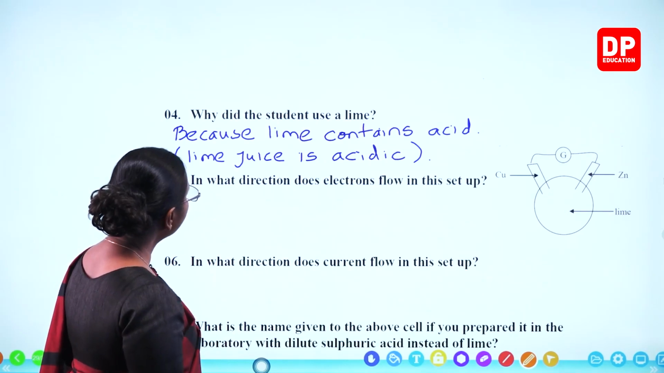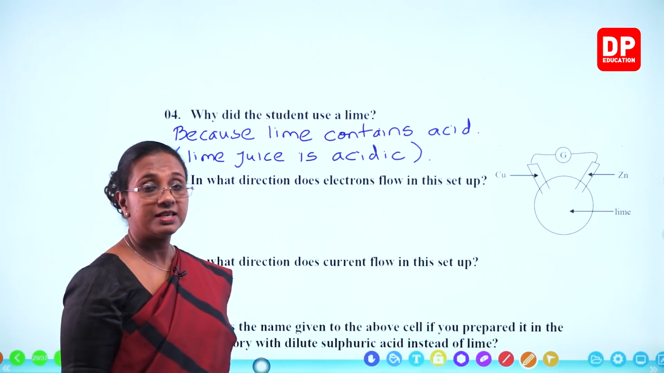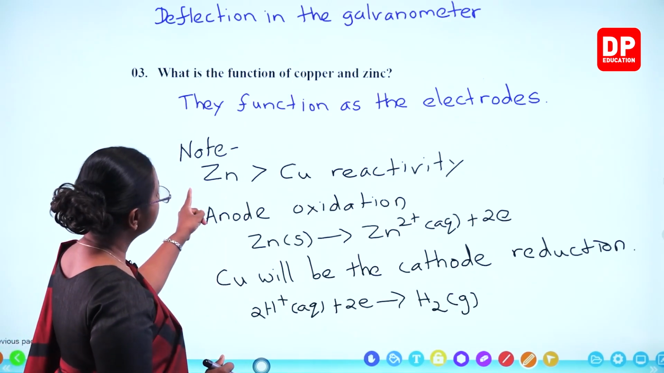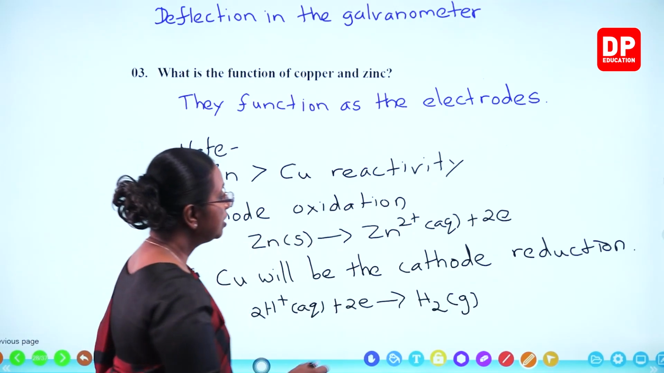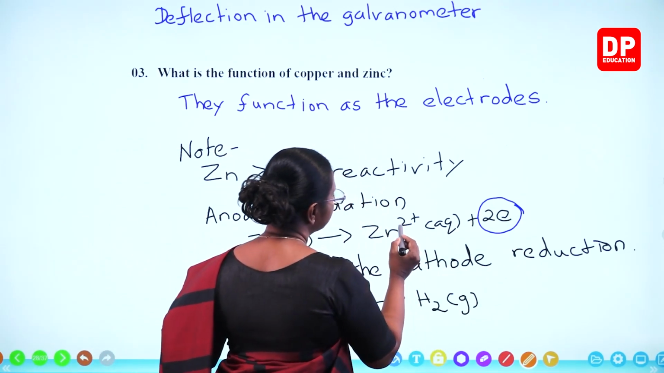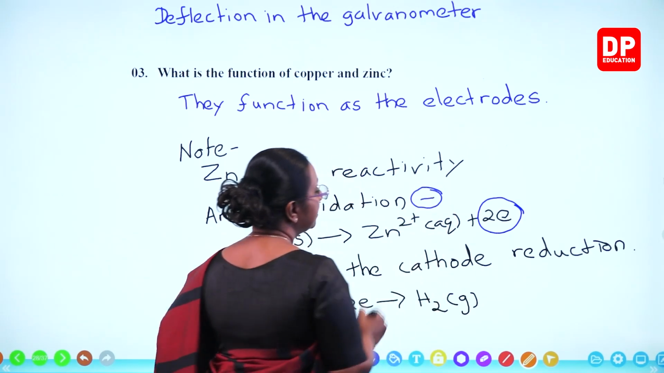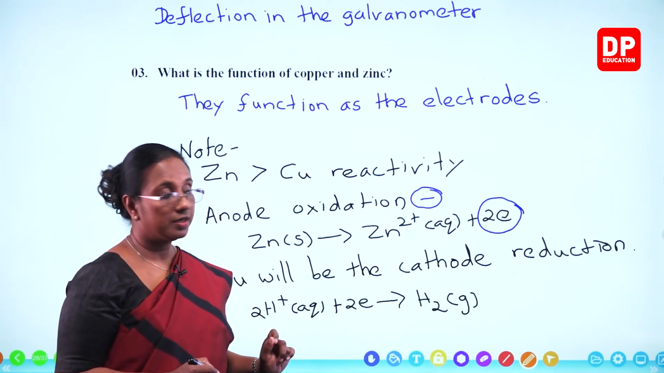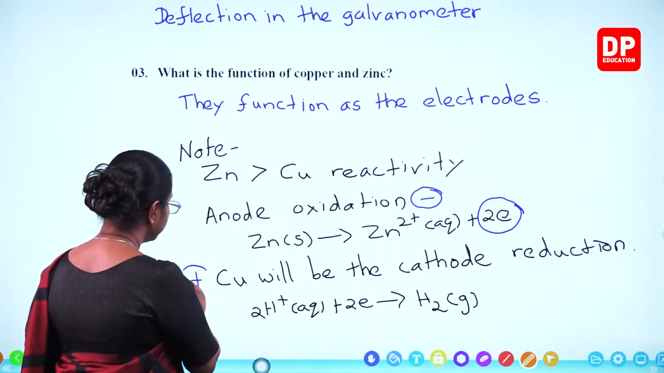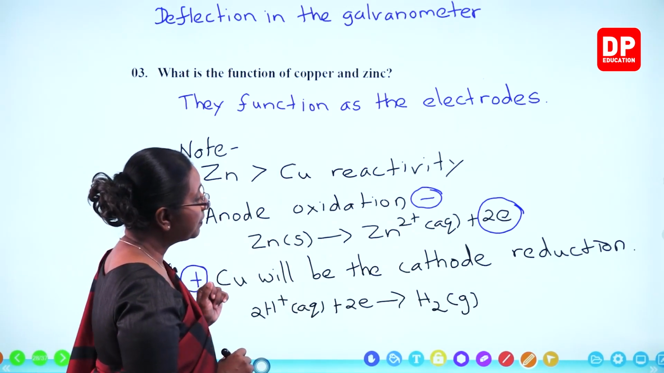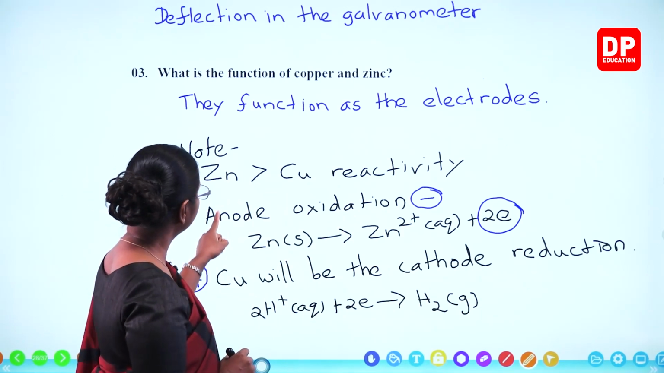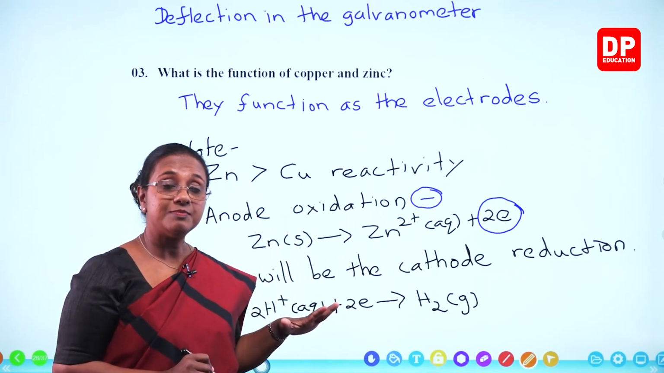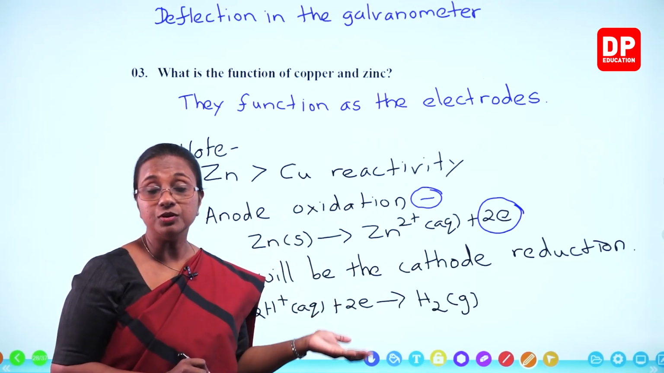Then the fifth one, in what direction do electrons flow in this setup? Now I will go back to the previous slide. Here you can see, students, now zinc undergoes oxidation, losing electrons. So because of that, the zinc electrode becomes the negative electrode. Whereas H plus ions take electrons from copper. So copper becomes the positive electrode. So what happens to electrons? Electrons flow from zinc to copper through the external circuit. At the same time, current flows from copper to zinc.